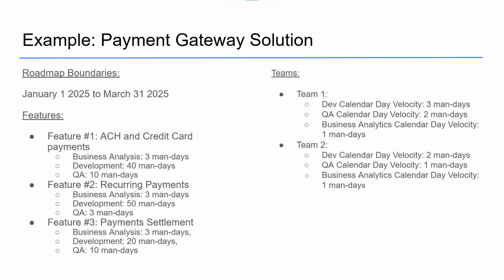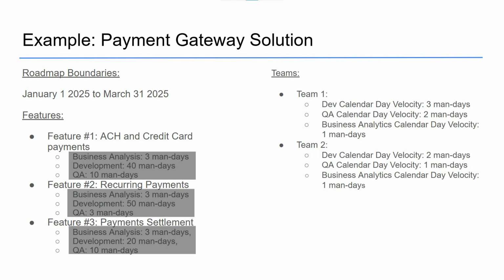Second step is to identify the features. Let's assume that we need to implement the following features for the project: ACH and credit card payments, recurrent payments, and payment settlement. Step number 3. Evaluate a high-level estimate. Let's assume that we have the following estimate for these features provided by the technical team.